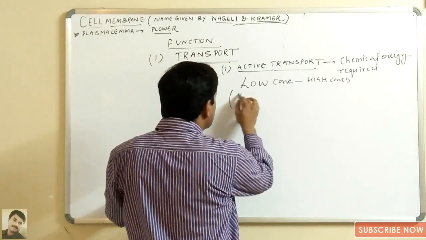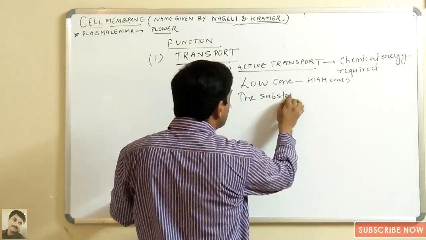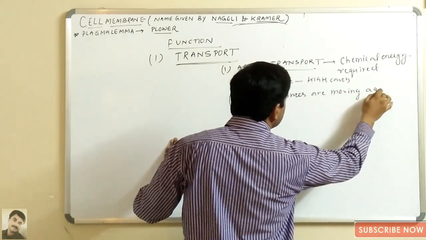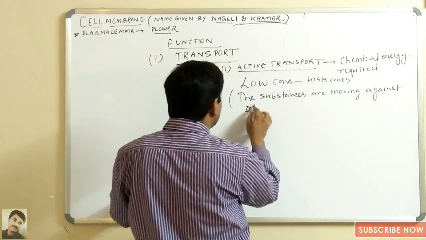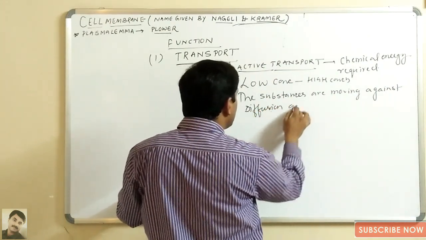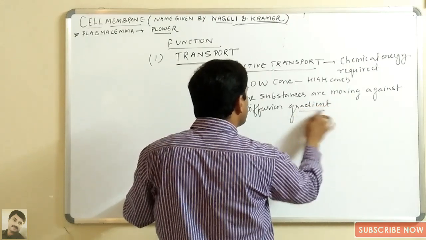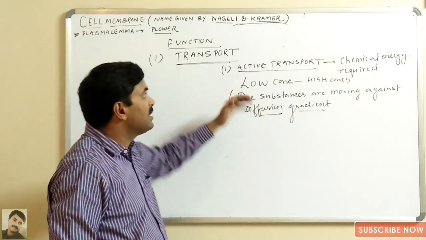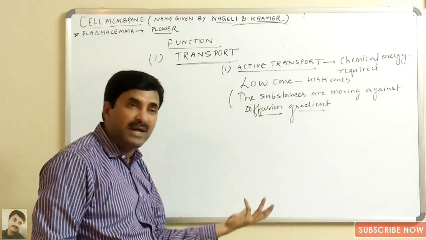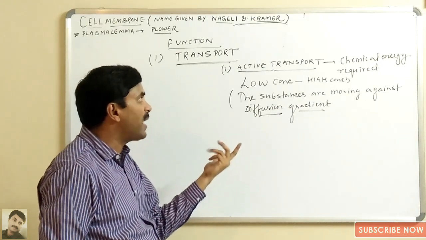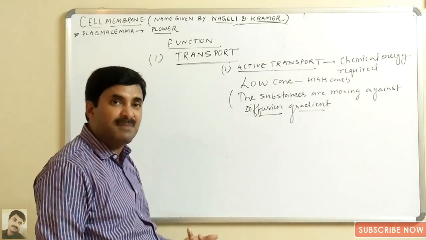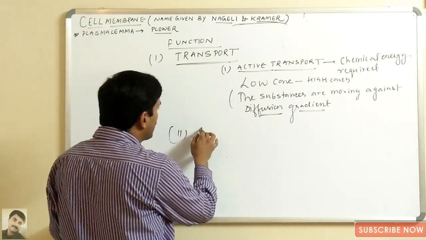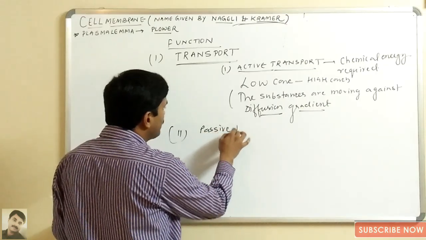Means what? The substances are moving against the diffusion gradient. Diffusion always occurs from high concentration to low concentration, but they are moving against the concentration gradient. Means the substances are moving from low concentration to high concentration, and therefore some chemical energy is required, and such a type of transport across the cell membrane is called the active transport. The second transport is known as passive transport.